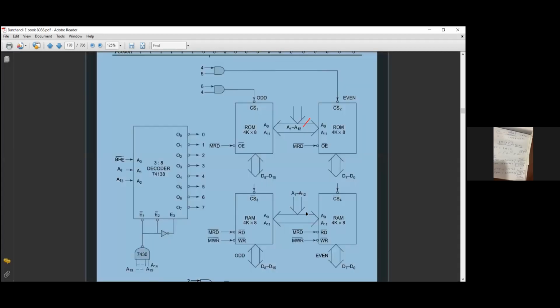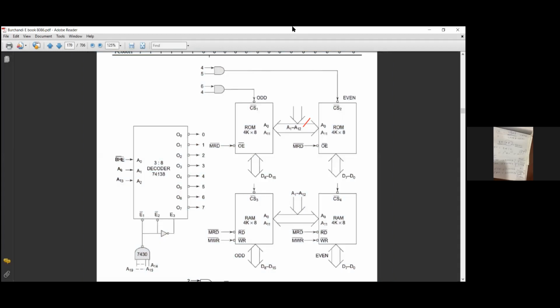Is it clear? Yes, sir. So ROM and RAM, right? Yes, sir. So just see A1 to A12 and over here A1 to A12. So for 4K, how many address lines? 12 address lines. So A1 to A12, 12 address lines are connected. Okay.